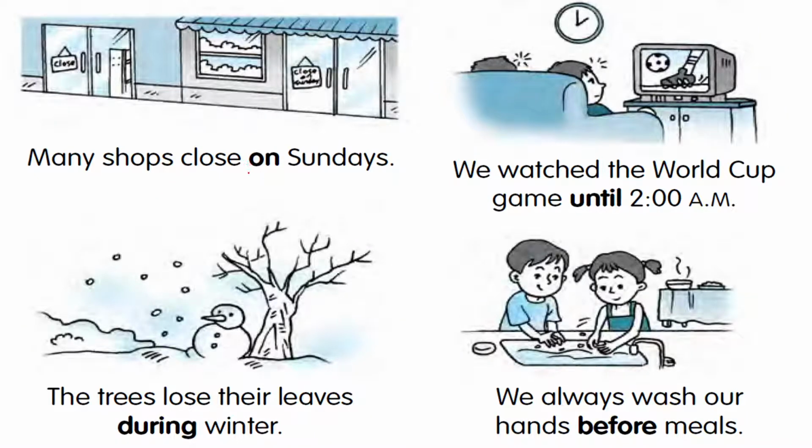So students, let's learn some more examples. "Many shops close on Sunday." It is showing the particular time, the day. As I taught you, we are using this kind of preposition to show the day, month, time. So "on" is the preposition here.